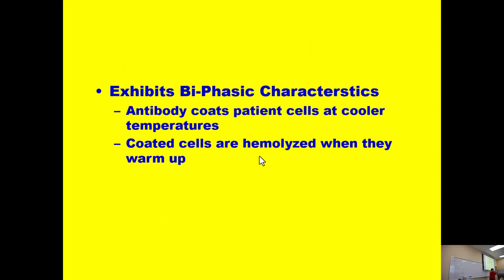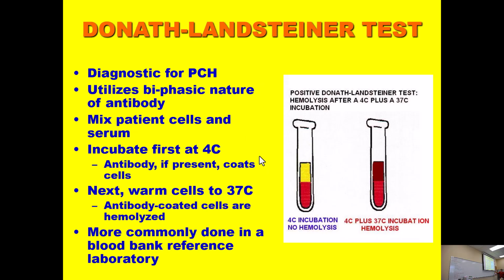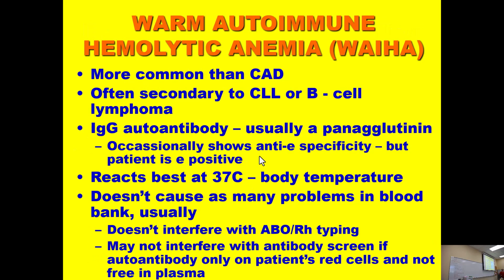So what's really cool about this, we talked about this before, it has the biphasic characteristics. So antibody coats the patient's cell at colder temperatures. The coated cells are hemolyzed once they warm up. So remember we talked about this when we talked about P way back when? This is the diagnostics for it. So we're going to mix the patient's cells and serum. We're going to incubate it first at 4 degrees. We should see no hemolysis. Then we're going to warm it to 37, and then all the antibody-coated cells should hemolyze. It's more of a reference lab thing.